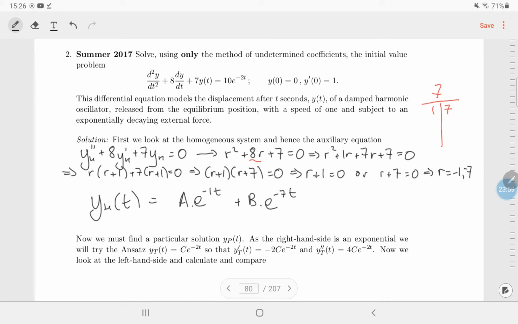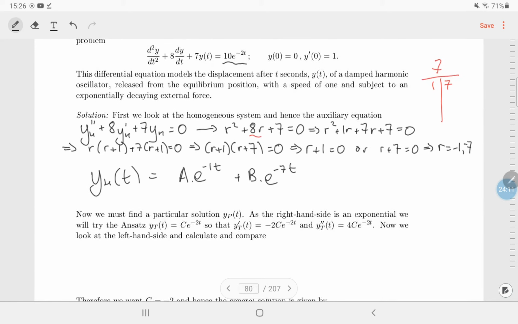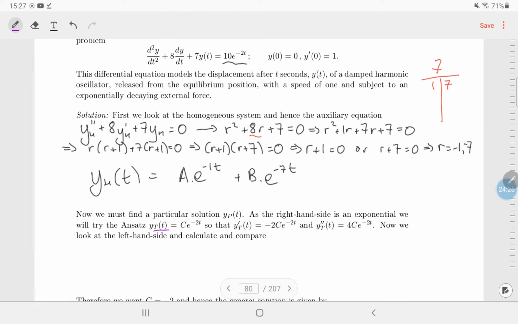can add them together. Okay, so now you don't find the a and b at this stage because you need to solve the full differential equation. So now we've only solved it equal to 0, we have to solve it equal to this. So now we must find a particular solution. So the right hand side is an exponential with this constant of minus 2. We should try something like that. So we try the e to the minus 2t multiplied by a constant.